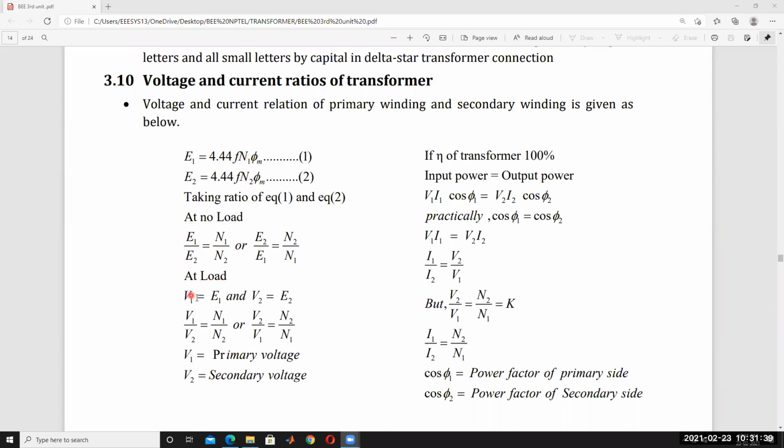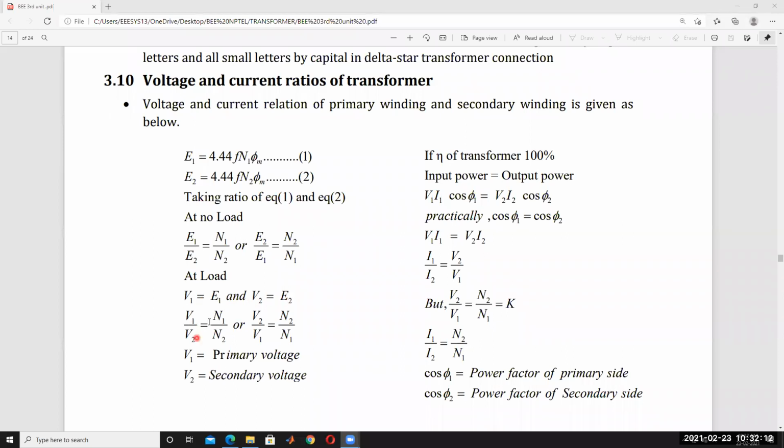the input voltage V1 is equal to E1 ideally. Okay, all these equations are for ideal conditions only. Input voltage is nothing but the EMF induced in the primary winding, that is E1. And output voltage, the voltage across the load, is equal to E2, the secondary winding EMF. Practically some losses are there, so V2 is not exactly equal to E2. But ideally the equations are valid: V1 is equal to E1 and V2 is equal to E2.